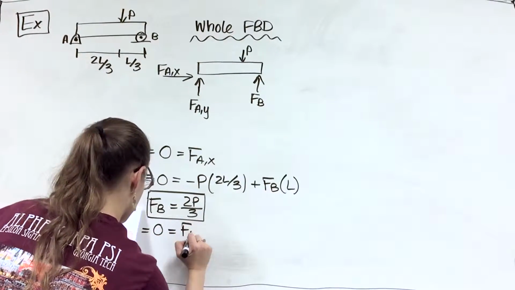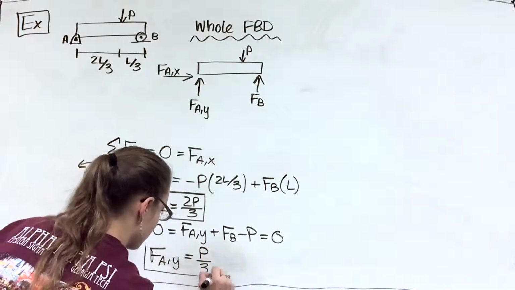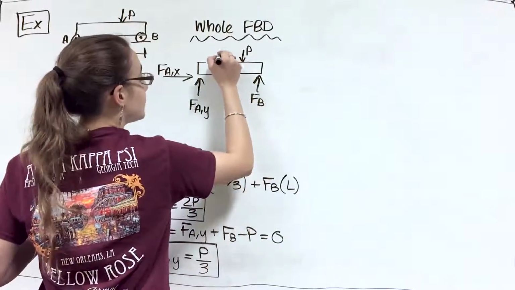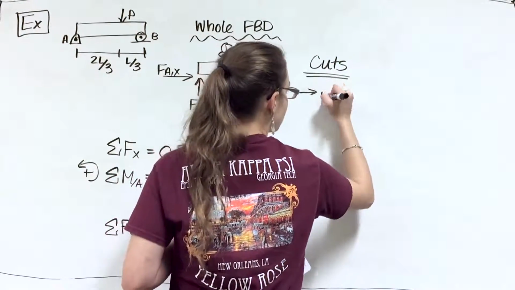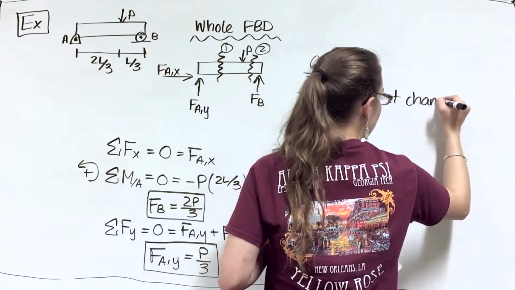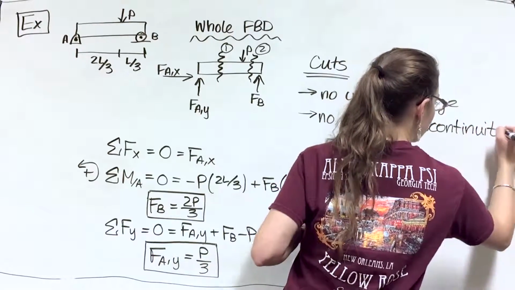Then when we solve for the sum of the moments at point A, we assume that counterclockwise is the positive direction. We see that FB is equal to 2P/3. And when we solve for the sum of the forces in the y direction, we find that FAY is equal to P/3.